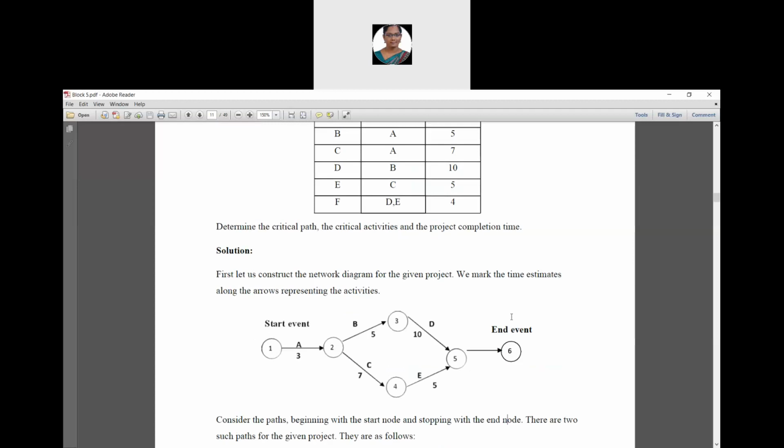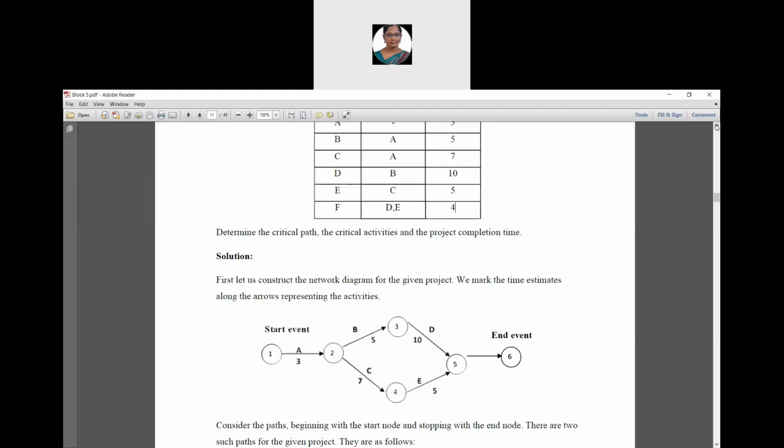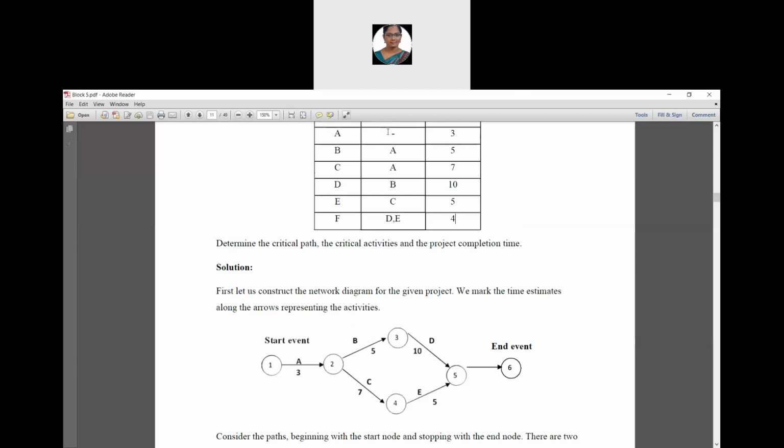So let us construct the network diagram for the given project. We have to start a node from 1 and the activity is A. Okay, A has no predecessor activity. Its time duration value is 3 weeks.